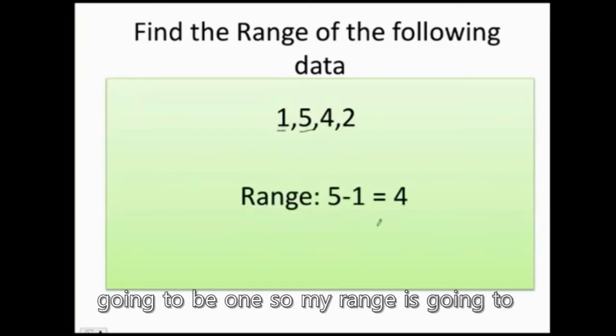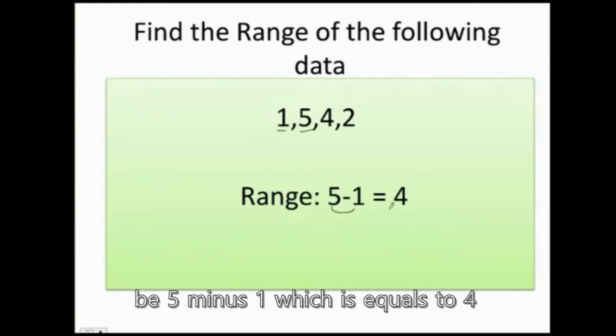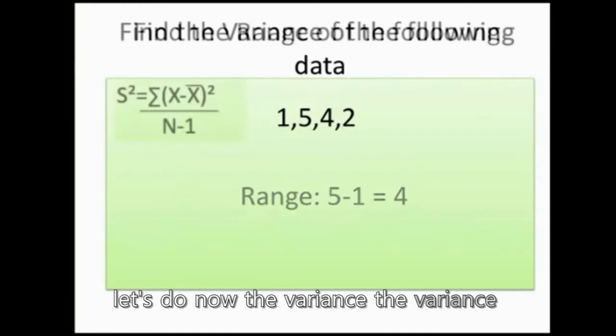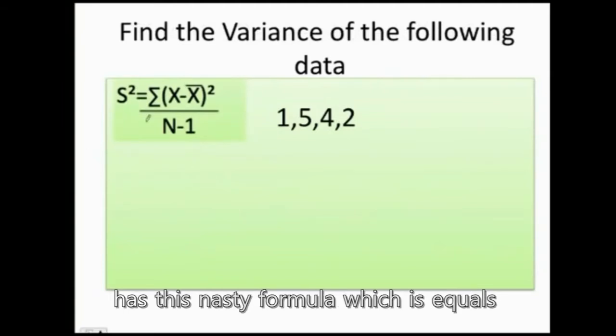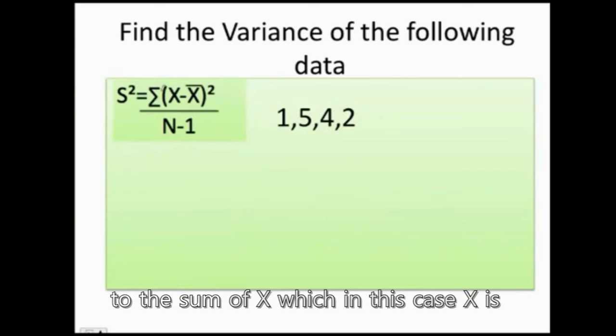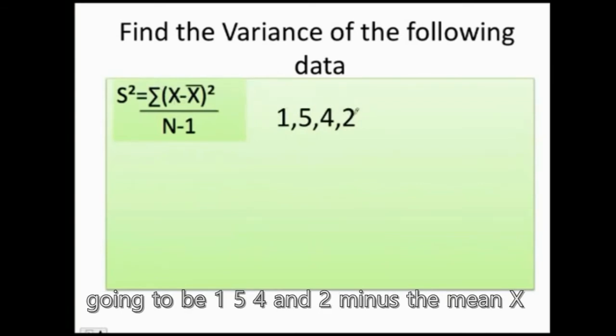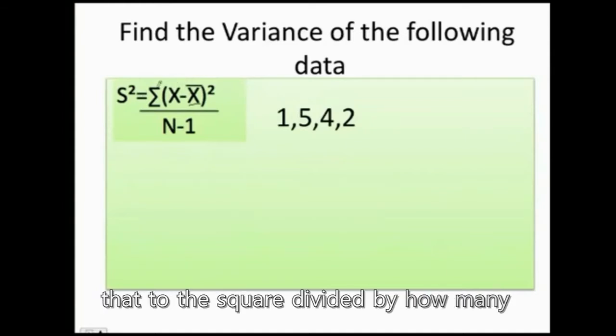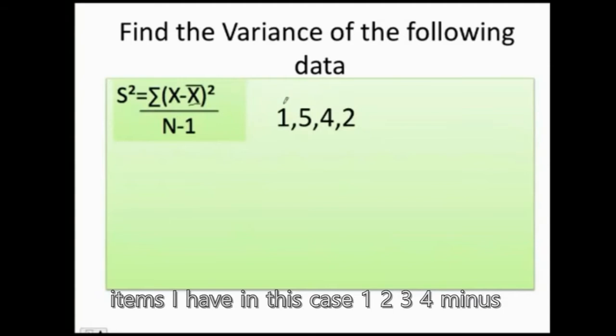So my range is going to be 5 minus 1, which equals 4. Beautiful. It's very simple. Let's do now the variance. The variance has this nasty formula, which equals the sum of x, which in this case x is going to be 1, 5, 4, and 2, minus the mean (x bar means the mean, or the average), all that squared, divided by how many items I have, in this case 1, 2, 3, 4, minus 1.